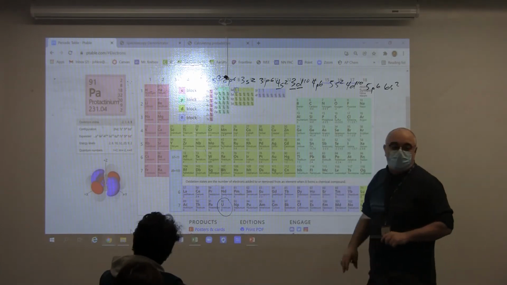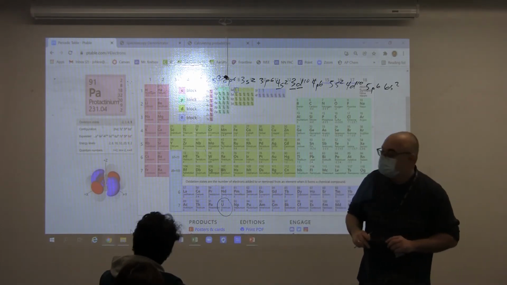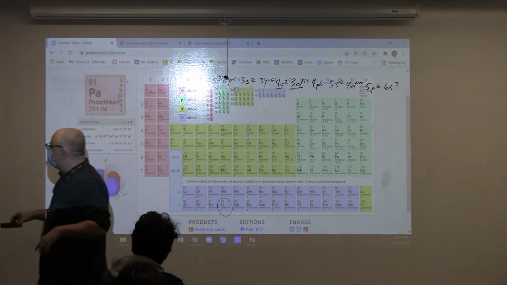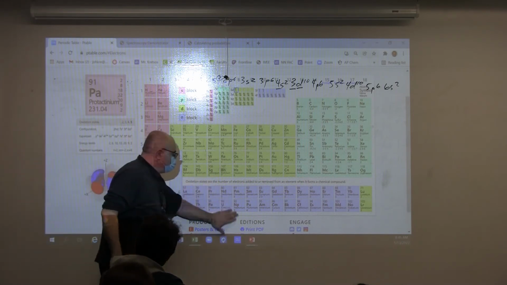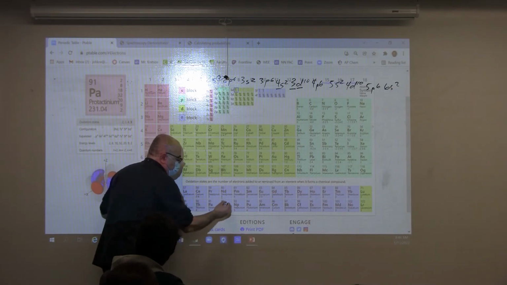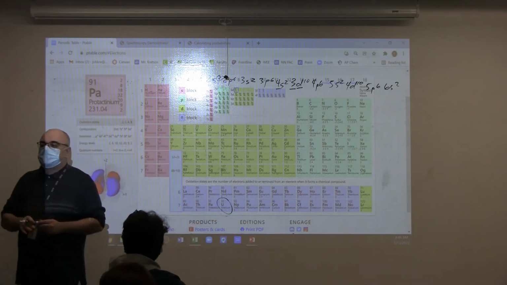Why on the periodic table are some of them not colored in? Oh, these are the synthetic elements that are produced in atom smashers that don't exist in nature. So they're not stably found in nature, they've been created in the lab. Man-made.